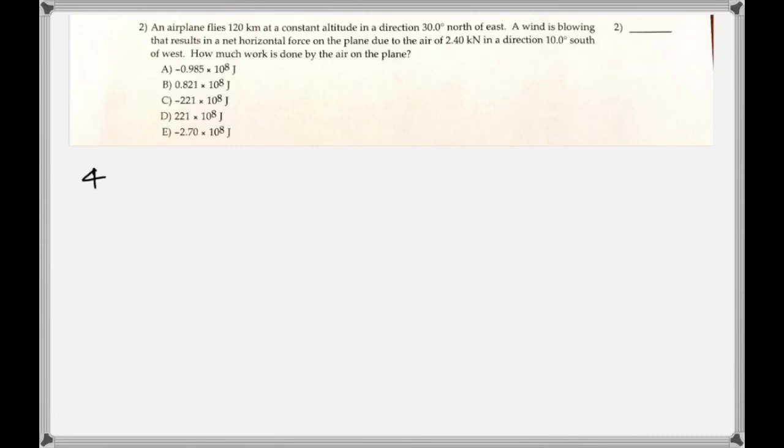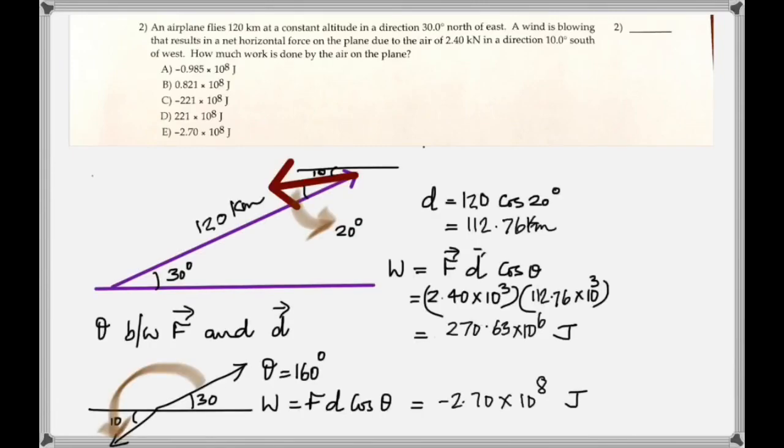All right, so this is how we go about it. So this is the direction in which the airplane is flying. That's 120 kilometers. And you can see that this is the net force acting at an angle of 10 degrees, which is south of west. And we know that work done is F d cosine theta. In this case, we have the net force, which is 2.4 kilonewtons, but we do not have the displacement in the direction of the force.